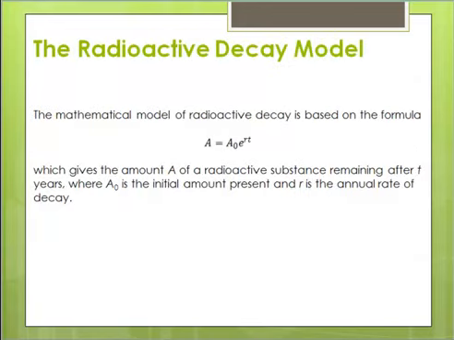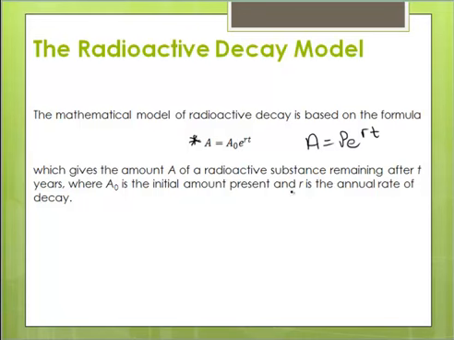The radioactive decay model. The mathematical model of radioactive decay is based on the formula A equals A sub 0 e to the RT. Doesn't that look a whole lot like A equals PE to the RT? That's because they're extremely similar, which gives the amount A of radioactive substance remaining after T years, where A sub 0 is the initial amount present and R is the annual rate of decay. So, you can use this formula as a decay or a growth formula.